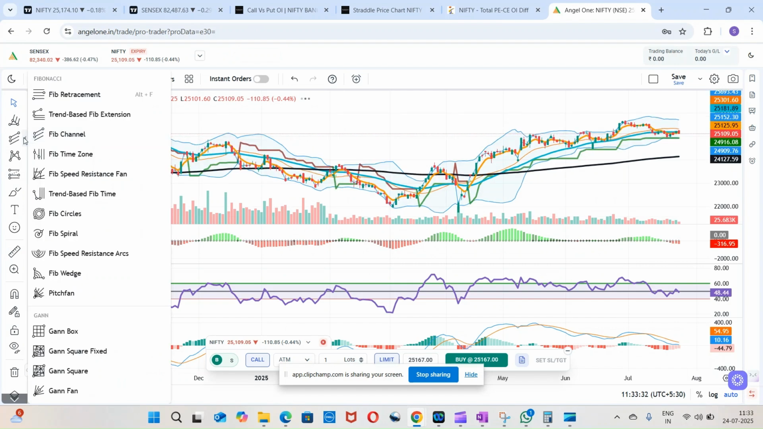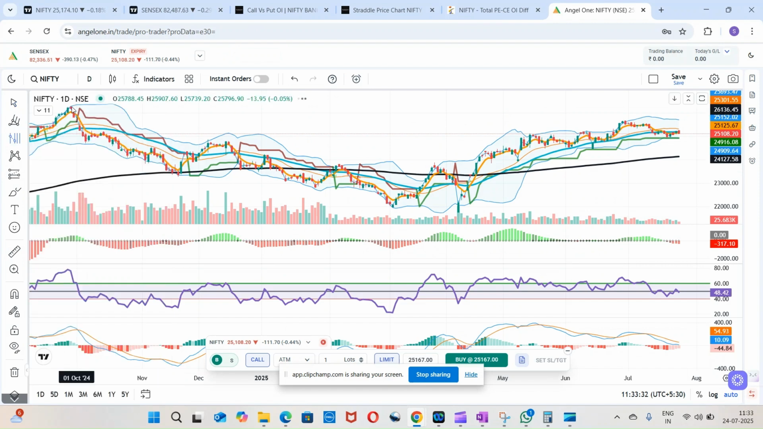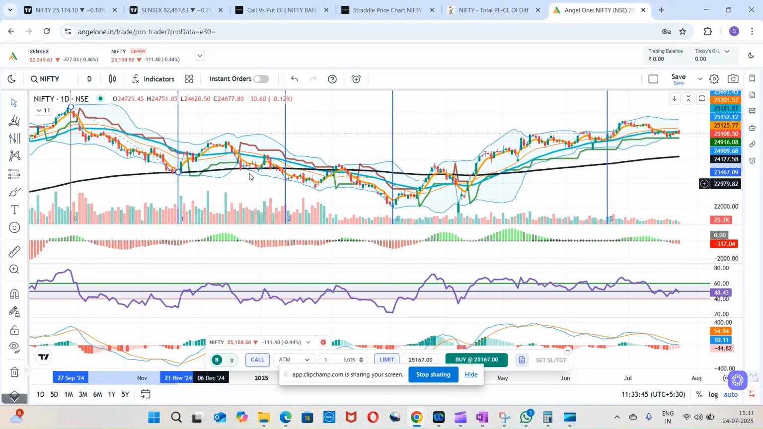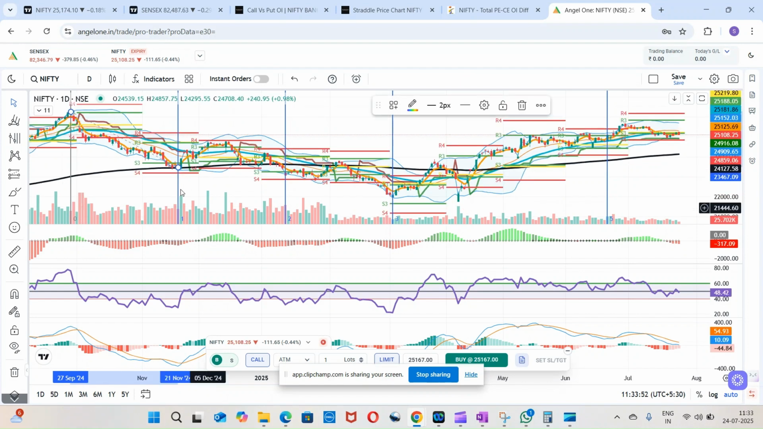So this is the fib time zone, right? So you take from here to, what I'll do is I'll take till here. So then what it is doing is it is drawing lines. Okay, so this is one. So if you see here, 1, 2, 3, 5. Okay, so these lines are places where some significant action can happen, and you need to just be cautious of or observe these lines.